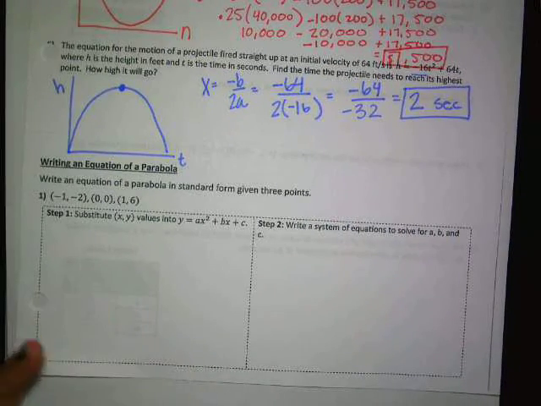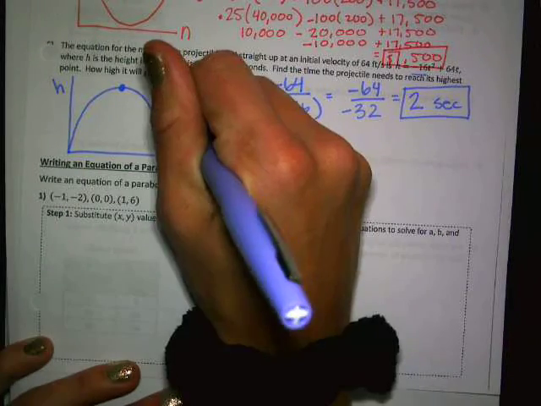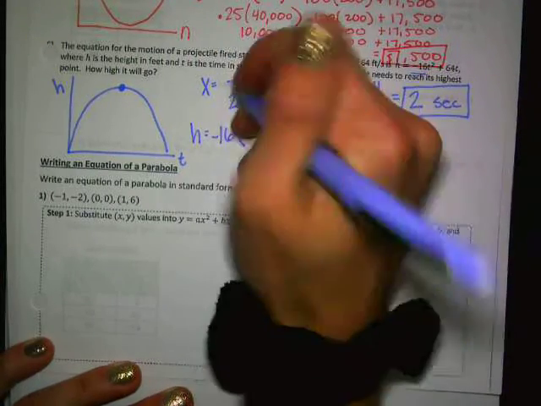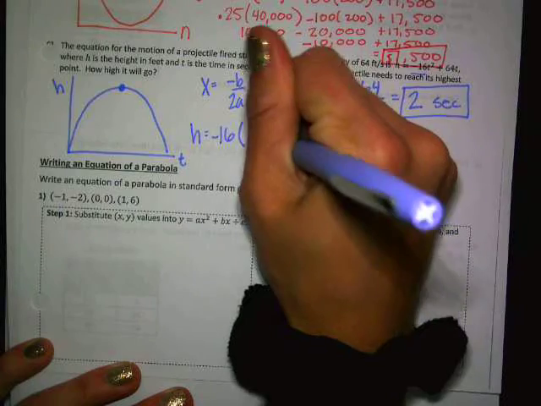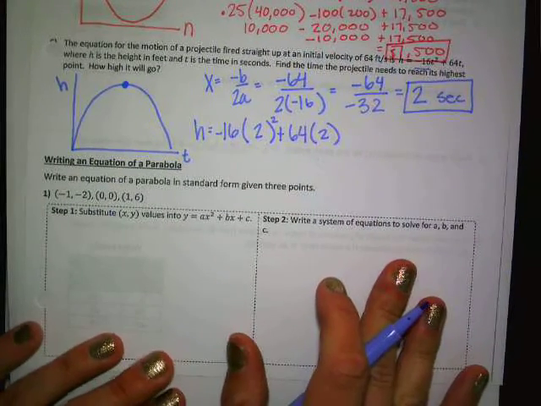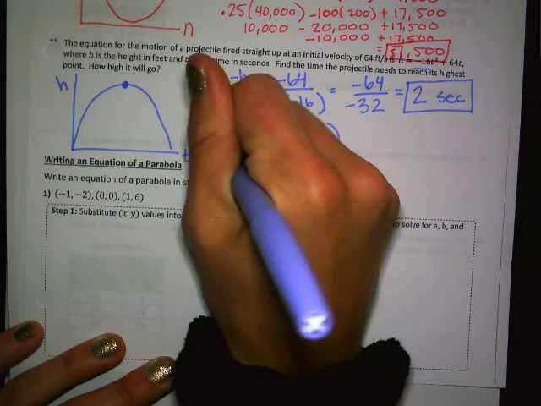All right, so I want to know now, how high will it go? So what am I going to do with the 2 seconds? Plug it in. So negative 16, I'm going to plug 2 in for t, plus 64, plug 2 in for t. What is 2 squared? 4.